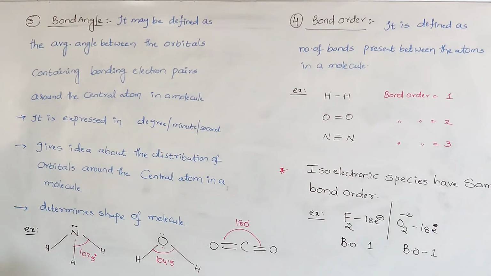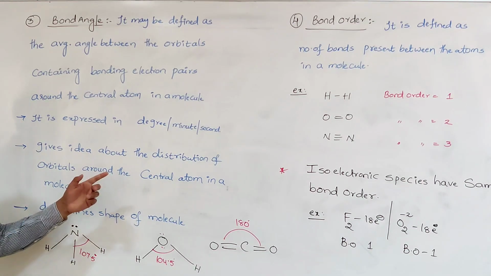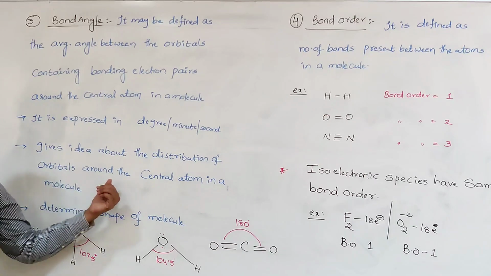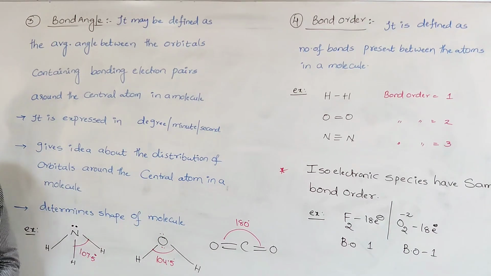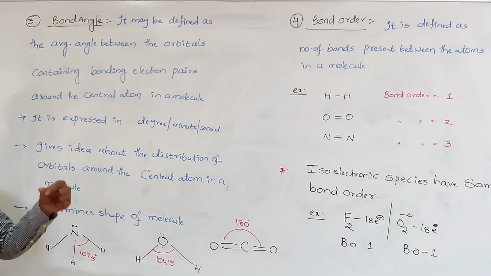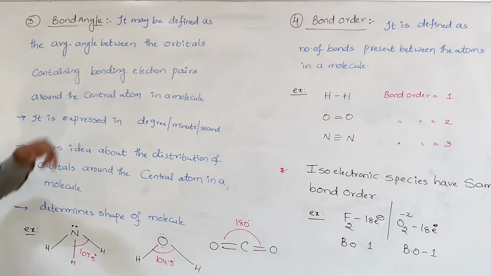And what is the use of knowing the bond angle? The bond angle gives an idea about the distribution of orbitals around the central atom in a molecule, how these bonds are present around the central atom. That can be obtained from the bond angle. And it is also useful to determine the shape of a molecule. When two bonds are separated by a certain angle, what kind of shape we get for a molecule can also be obtained with the help of the bond angle.